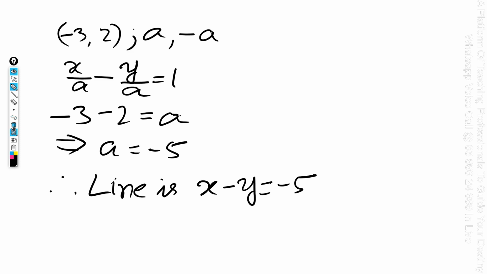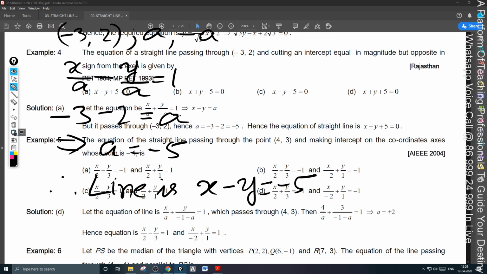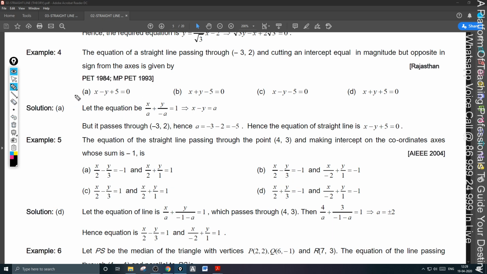This is what you have to understand. Let us check the answer. x minus y plus 5 equal to 0. First option. Simple question only. We are doing simple questions first, to make the concepts thorough. x minus y plus 5 equal to 0.